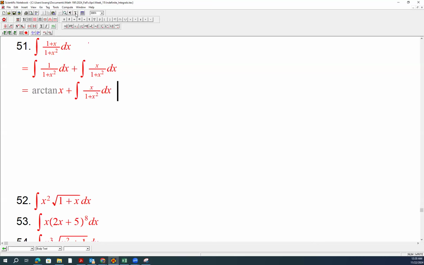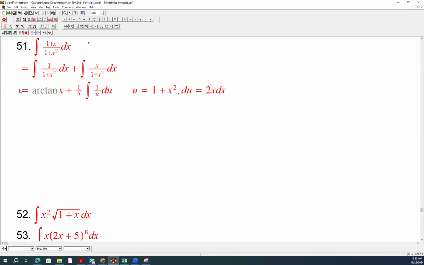For the second part, we're going to introduce u equals 1 plus x squared. So du equals 2x dx. So that's my x dx, right? X times dx, that's half of du. There we go. So this question is more interesting. Do you agree? I'm sure you do agree.